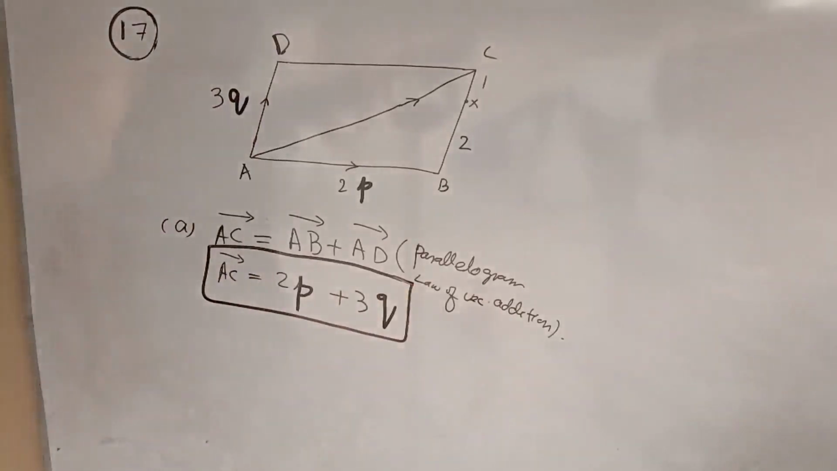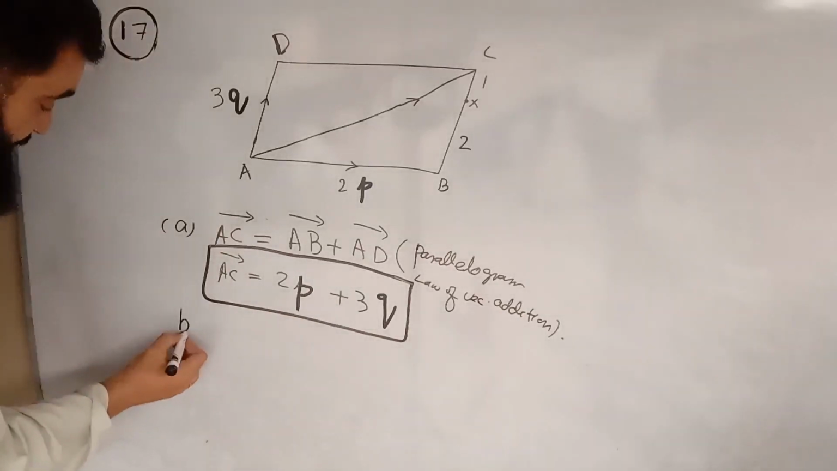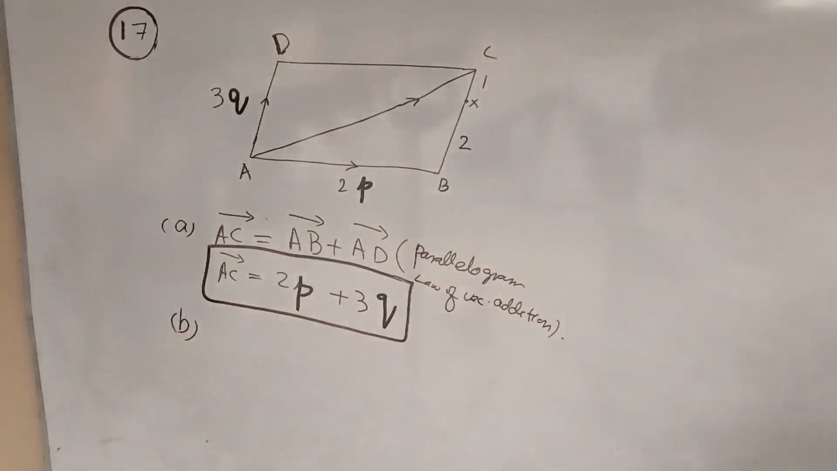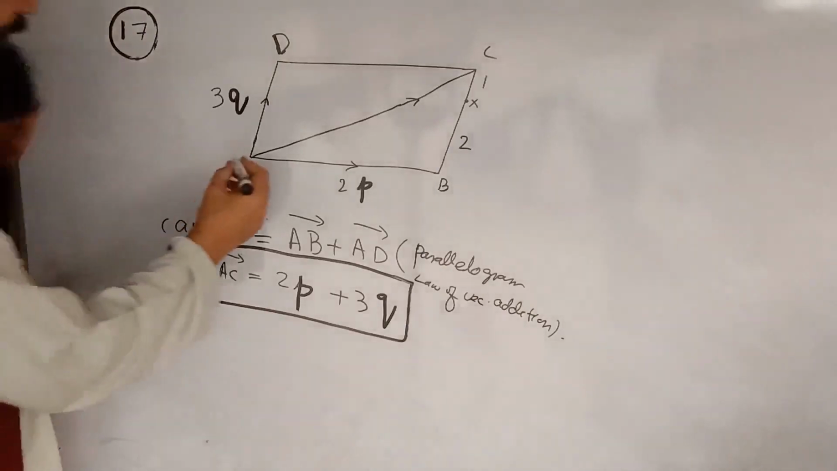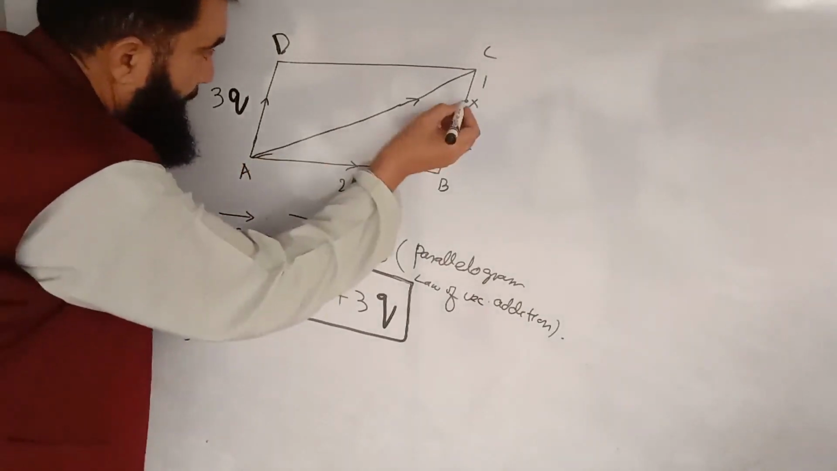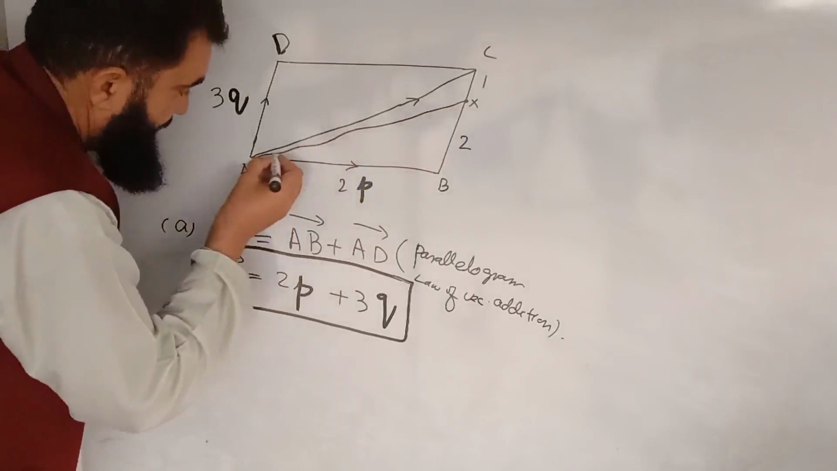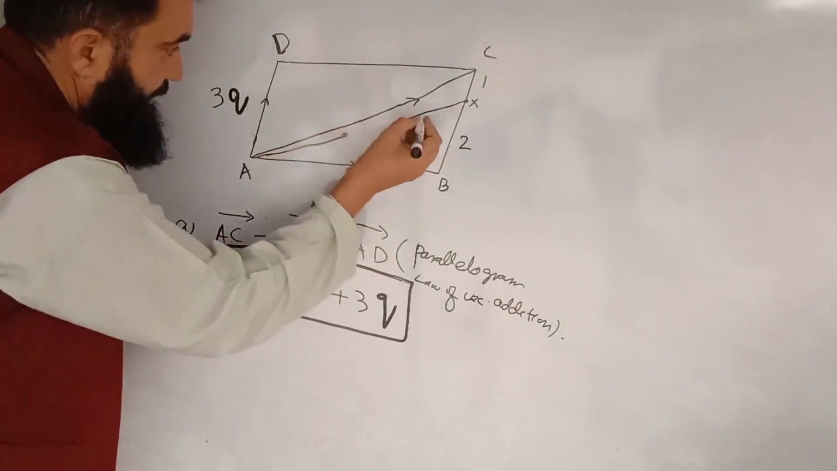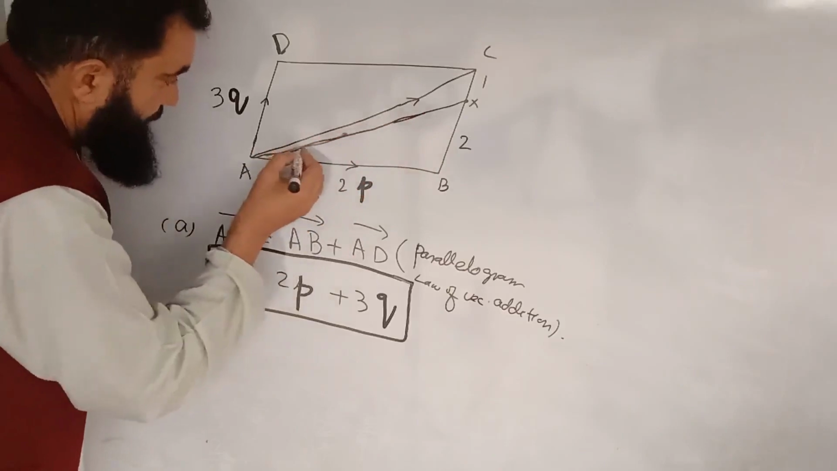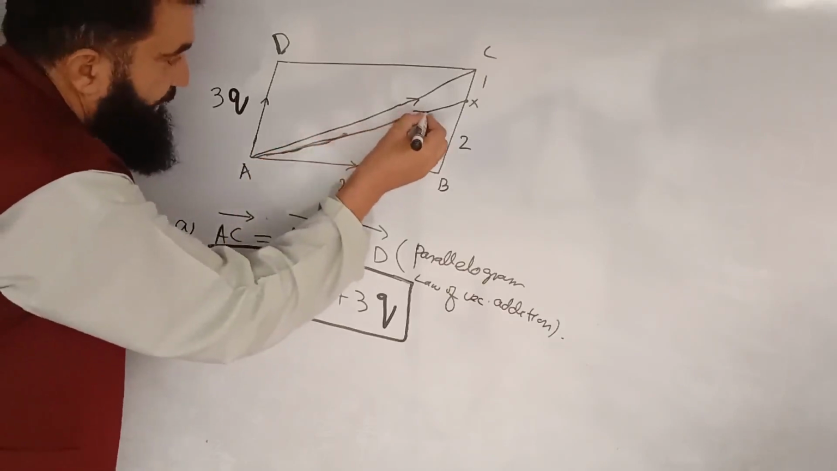Clear? We have to find AC, which by the parallelogram law of vector addition equals AB plus AD. So AC is equal to 2P plus 3Q. B part is to find the vector AX. AX is this vector. This vector is a straight line. Sorry, my drawing is not good, but it is a straight line. We have to find AX.